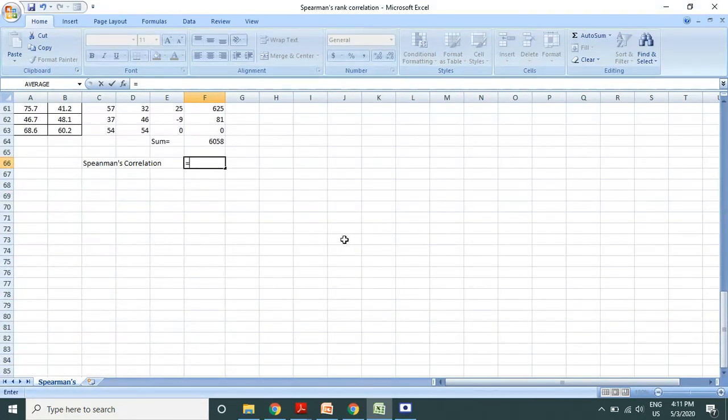So I'm writing this formula here, 1 minus 6 of the summation, which is here, so it is F64, divided by n cube minus n. Here n we have 62, so 62 cube minus 62.